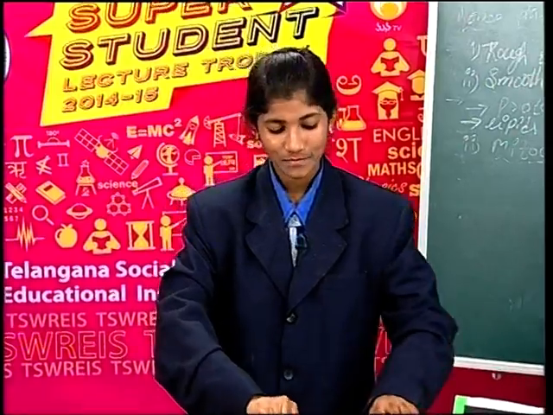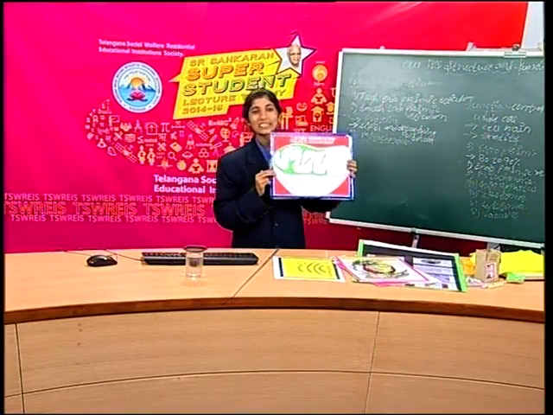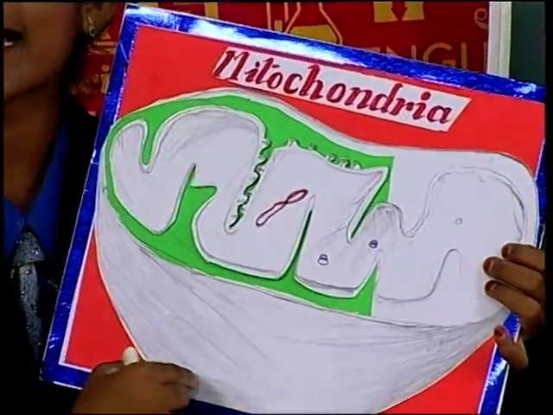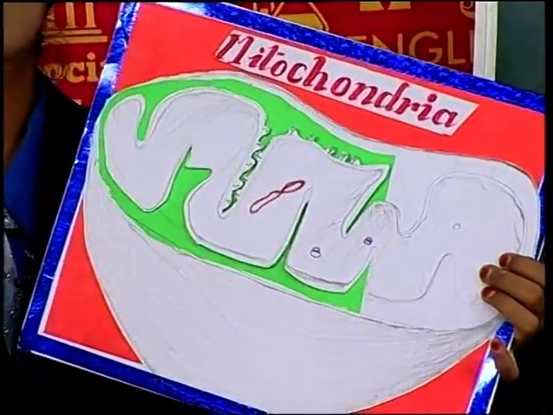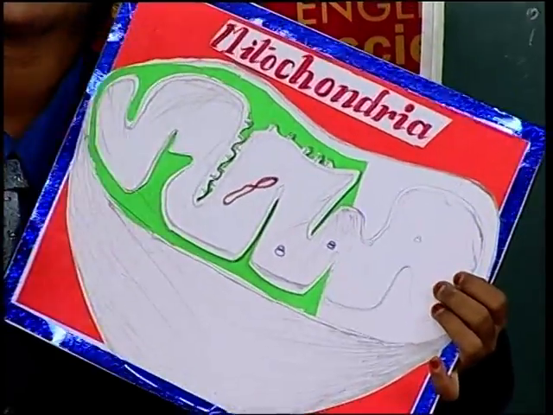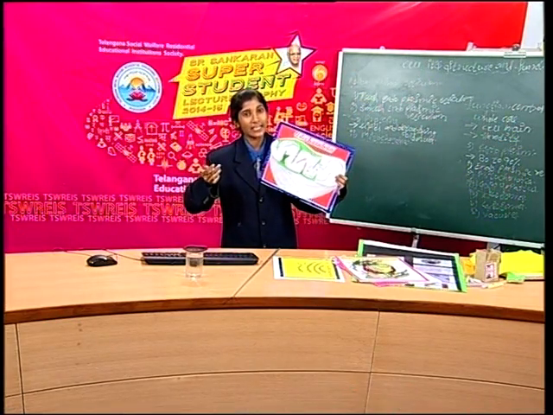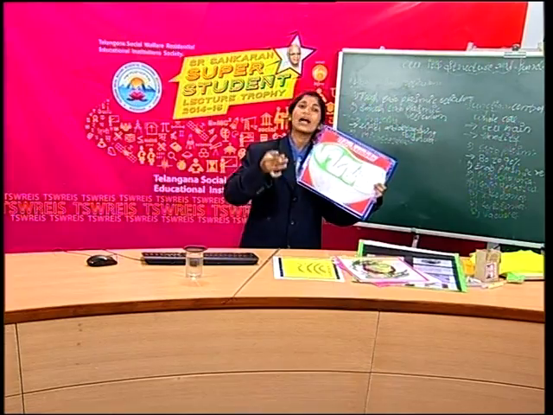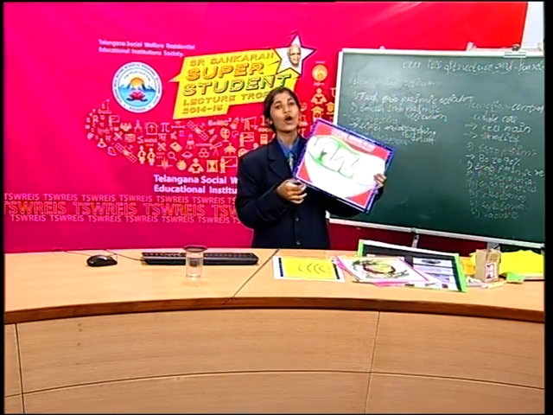You look here. This is mitochondria. It is an egg. It is oval shape, like an egg shape. All mitochondria are not in oval shape. Some mitochondria are in a sphere shape. Some are cylindrical. Mitochondria is an oval, sphere or cylindrical cell organelle.